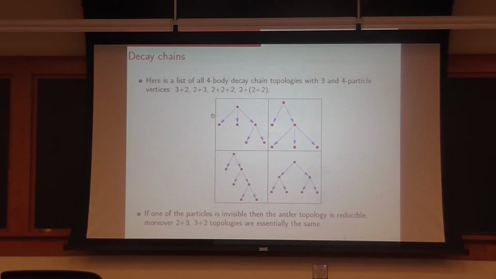Okay, let's talk about some decay chains. If you just think about four-body decays right now, here's all the possible chains going through either 2 or 3-body cascade decays.